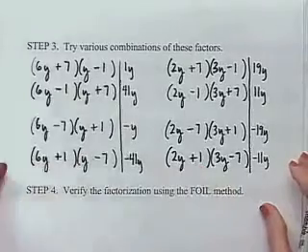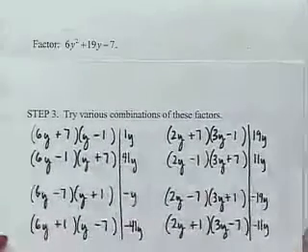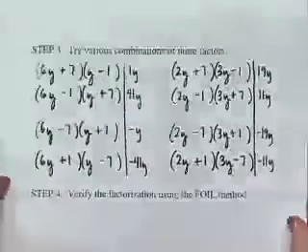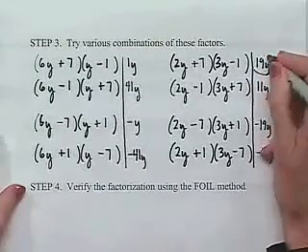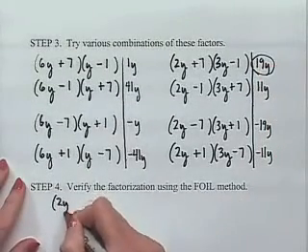Let's go back and remember that in this problem, we are trying to end up with a positive 19y as our middle term. That occurs in this combination. So we're going to verify by using FOIL method.